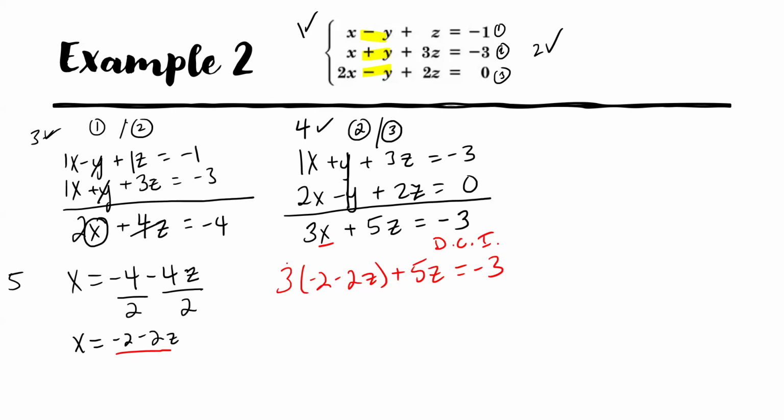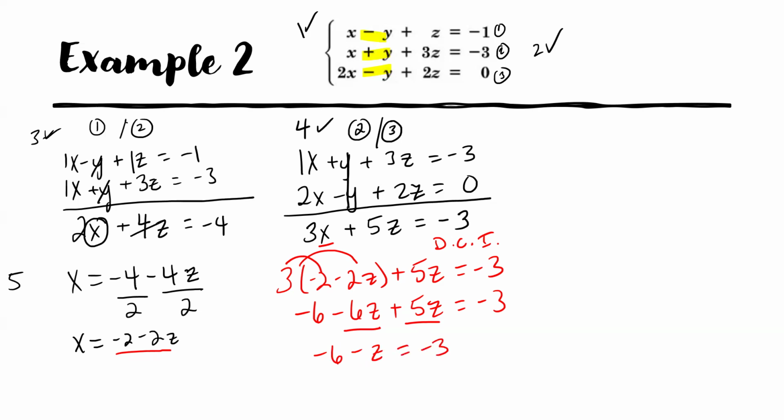All right. So we're going to distribute. 3 times -2 is -6. So we get -6z plus 5z equals -3. And then after we distribute, what's the next thing? Combine. So we have -6z and positive 5z, and that makes -z.